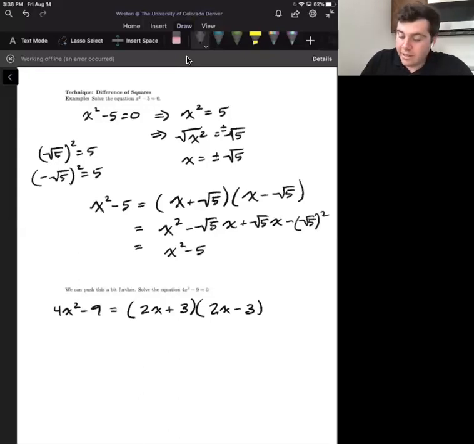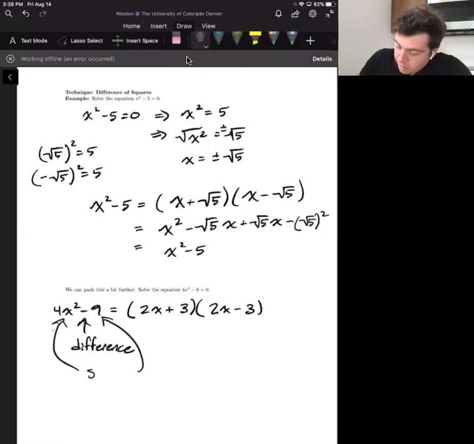It gets that name because the minus sign is the difference. And this 9 and that 4x squared are our squares. So we have literally the difference of two squares. And that can be a really quick way to factor our quadratic when we don't have a middle term.